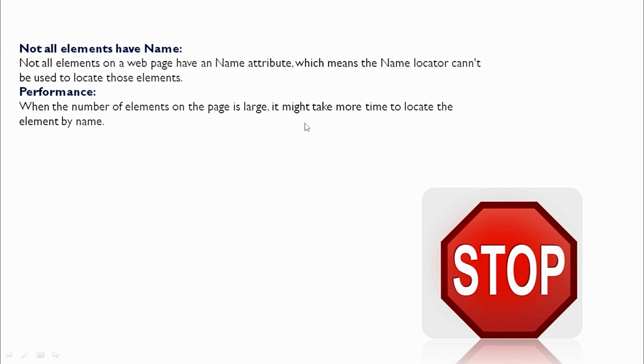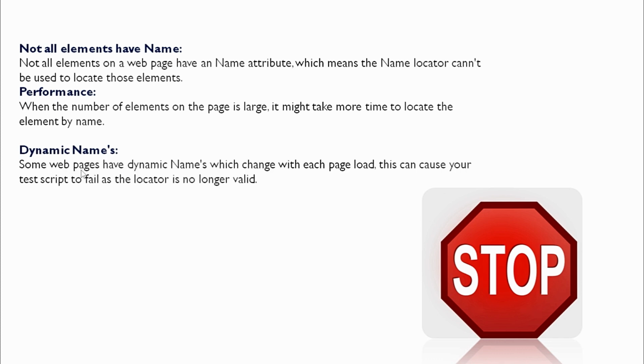If in one table there are 10 elements and they have names, and if you want to search for the last element with the name, it will traverse from top to bottom in the table web element, and it will slow down the performance of the execution of the automation script. Now dynamic names. Some web pages have dynamic names which can change with each page load, and this causes our test script to fail as the locator is no longer valid.